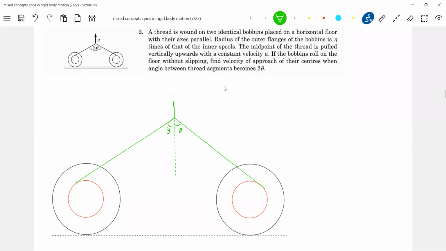This is being pulled with a velocity u. There's a string, no? The midpoint on the string is held and it's being pulled. Find the velocity of approach of their centers when the angle between the thread segments becomes 2 theta.